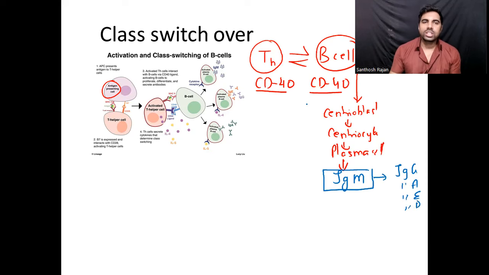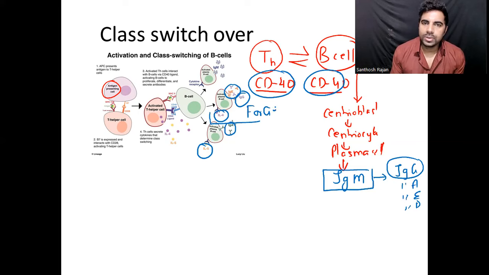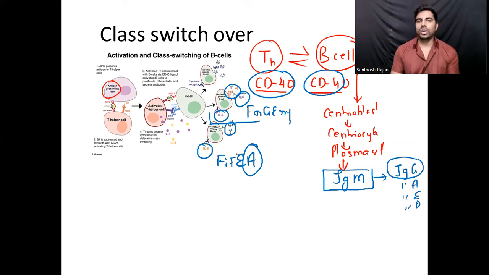comes from there. Okay. So this interaction, the CD40-CD40 ligand interaction, is important for producing the cell. So again, we already told you, G and E come by the presence of interleukin 4, and interleukin 5 helps in the production of IgA. Okay, this is the clue. So interleukin 5 has a role here and interleukin 4 has a role here.